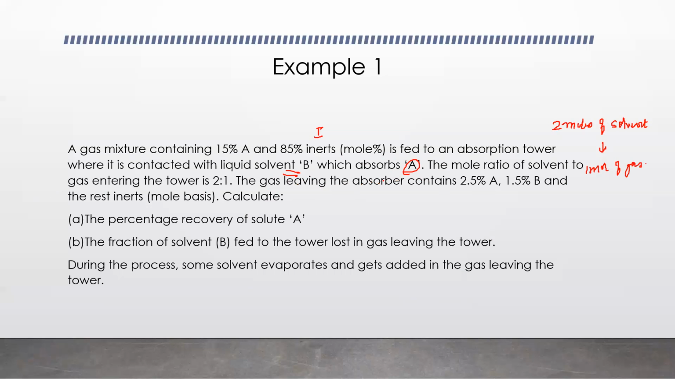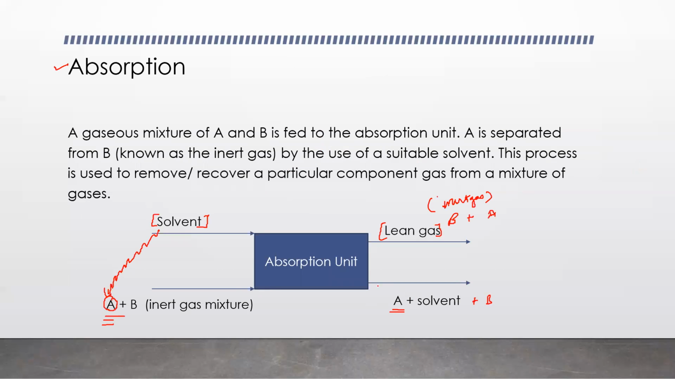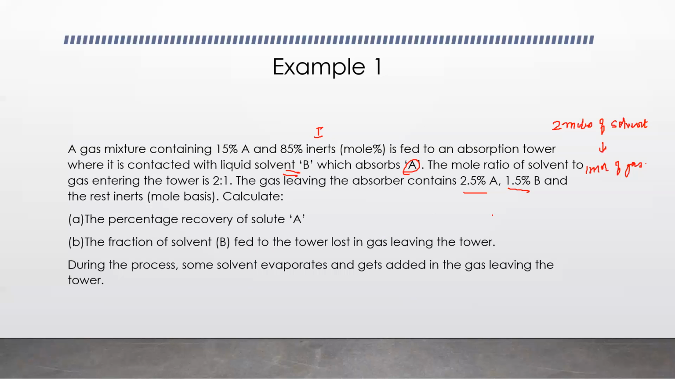The gas leaving the absorber contains 2.5% A, 1.5% B. Some amount of B has gone into the gaseous phase. That is also possible. Sometimes the solvent gets slightly vaporized, so you get some amount of solvent in this lean gas mixture. So while leaving the absorber, the gas contains 2.5% A, 1.5% B, and the rest are inerts. Calculate the percentage recovery of solute, and the fraction of solvent fed to the tower lost in the gas leaving the tower.